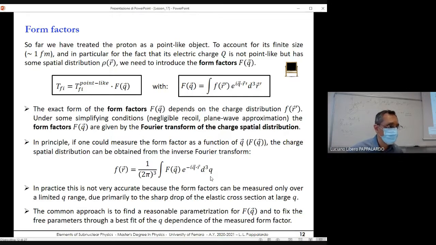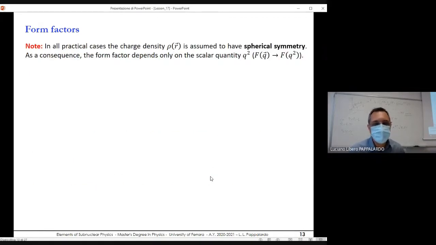So the common approach is different: find a reasonable parameterization of the form factor and then fit our data with this parameterization, so fixing the free parameters by fitting data. Now, in all practical cases, the charge density is assumed to have a spherical symmetry. There is no reason not to assume this for the proton. As a consequence, we don't need the direction anymore; all that matters is the distance r, not the vector. This translates to the fact that the dependence of the form factor in practice is just on the modulus of Q, or Q squared.